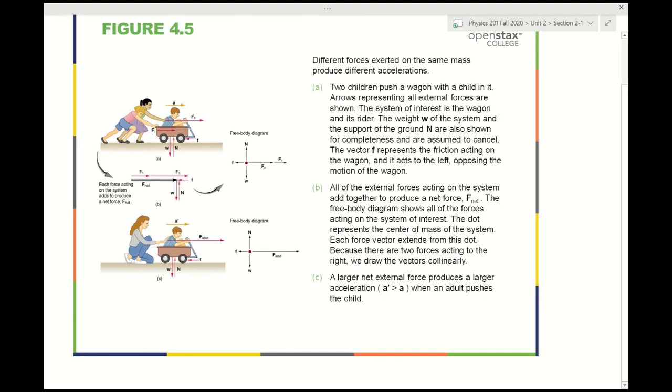Here we see a fairly elaborate situation. We have the weight indicated, we have the normal force indicated, we have the force from each of the children that is pushing, you have the force of friction, and then you have in a different color an arrow representing the net acceleration. You see something similar down here in the bottom diagram.